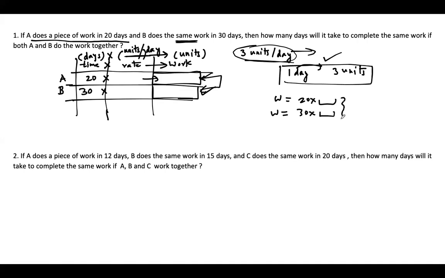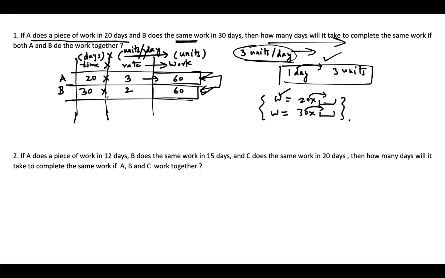If I were to assume some smart value of work done, what value can I assume? Work done can be a multiple of 20, and it can also be a multiple of 30. So what's a common multiple of 20 and 30? 60. So you can assume the work to be 60, 120, 180, and so on. So the rate of A comes out to be 3 units per day, and the rate of B comes out to be 2 units per day.